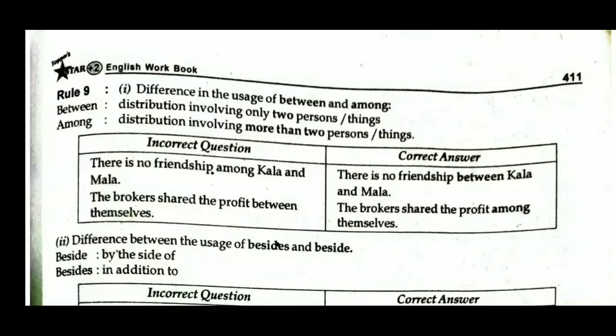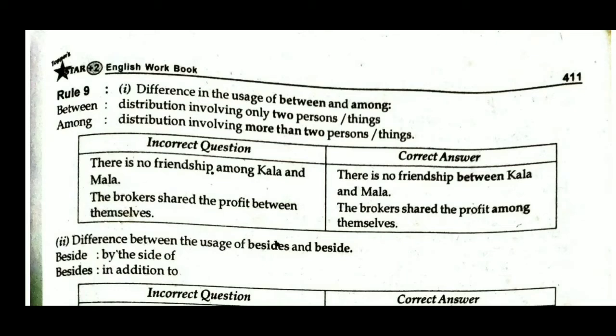So the difference between the usage of between and among, when to use between and when to use among. Between: distribution involving only two persons. Whenever you talk about two persons, if you want to distribute the chocolate between two persons, you have to use between. If it involves more than two persons, sweets or chocolate distribution, you have to use among. Two is between. More than two persons, among.